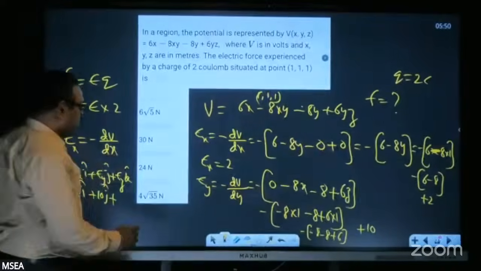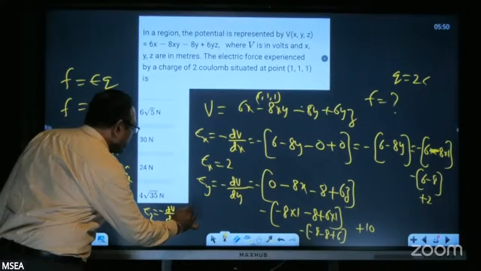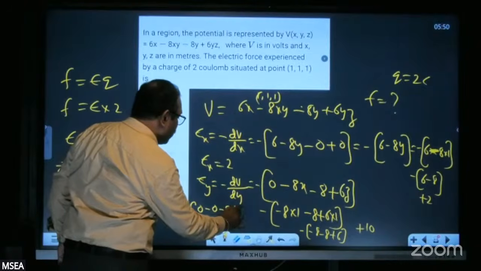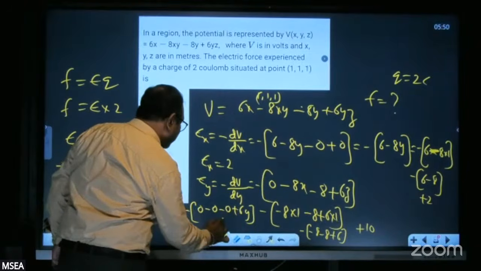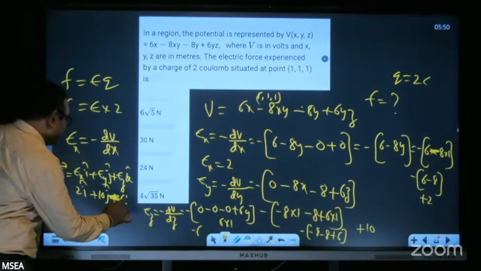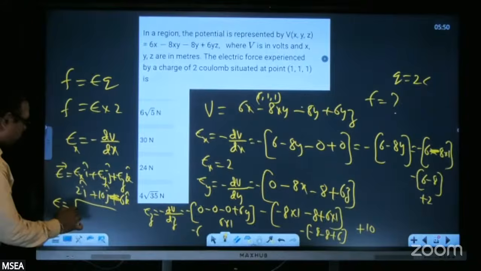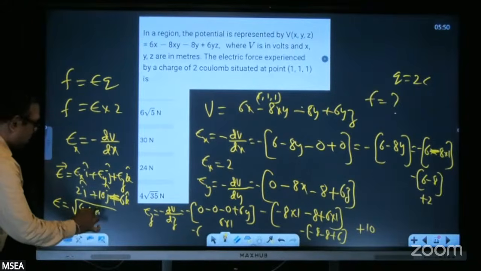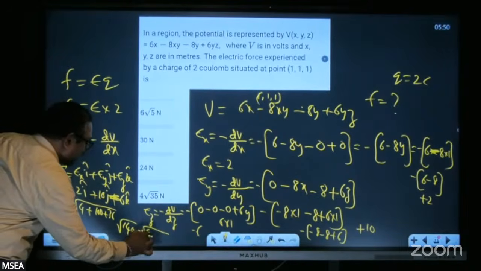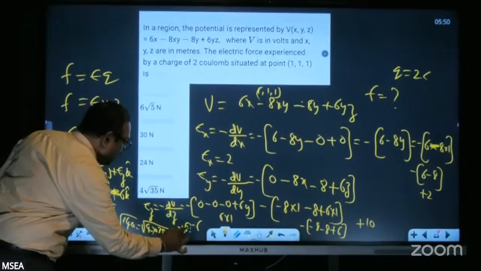Similarly, Ez is equal to minus of dV by dz. Two terms are 0 because there is no z, and 6y we get. So 6 into 1, which is equal to minus 6. This is minus 6 k cap. Magnitude is asked. What is the magnitude? 2 square is 4, 100 plus 36, which is equal to 140. 140 I can write as 4 into 35, that is equal to 2 root 35.